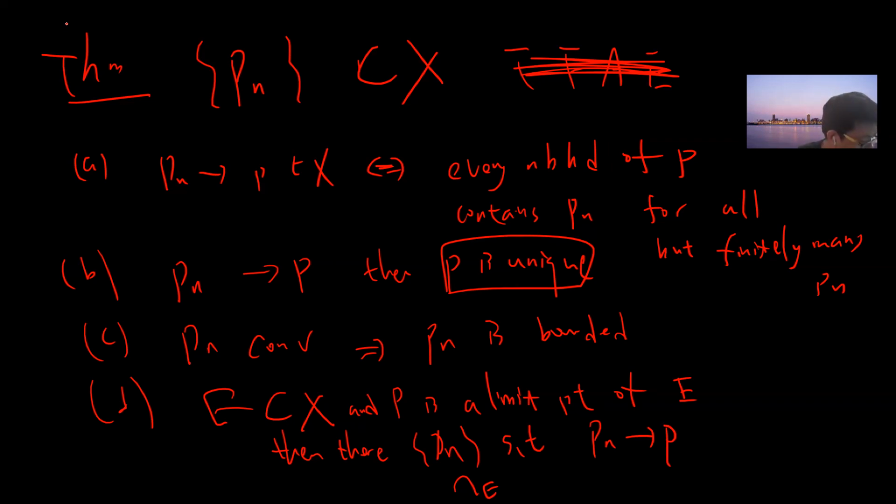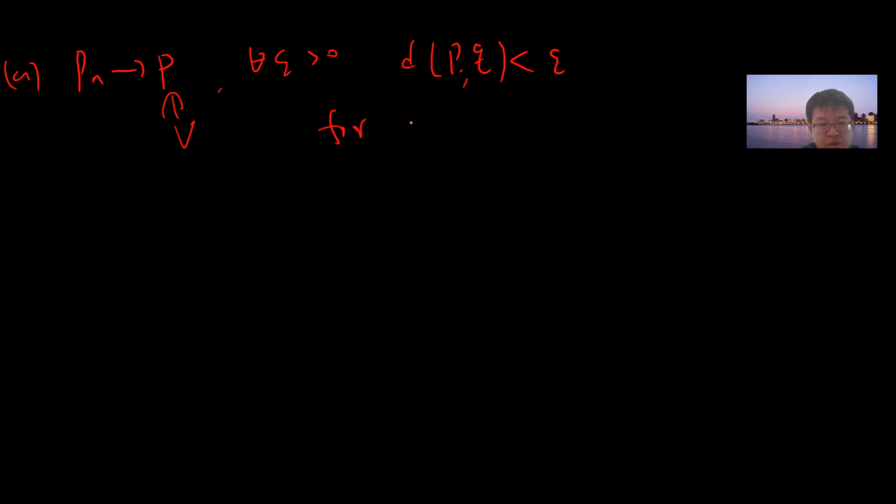The first one says that, let's say Pn converges to P, and then you take a neighborhood V of P. That means for epsilon greater than 0, you can find a distance d(q,p) less than epsilon for some q in Pn.